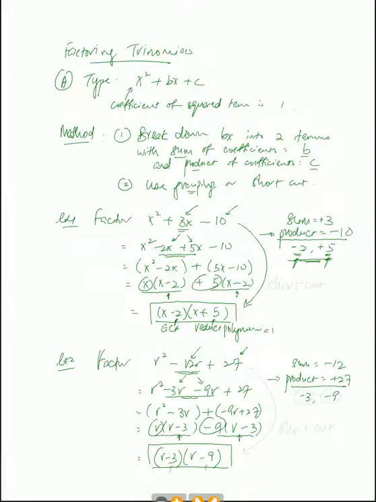So you wonder whether it's a coincidence. Look at the second example. We got the trinomial, we found the sum and product, and we found the two numbers to be negative 3 and negative 9. But you notice after all the grouping, the final answer has a negative 3 and negative 9 as well. So it is not a coincidence.